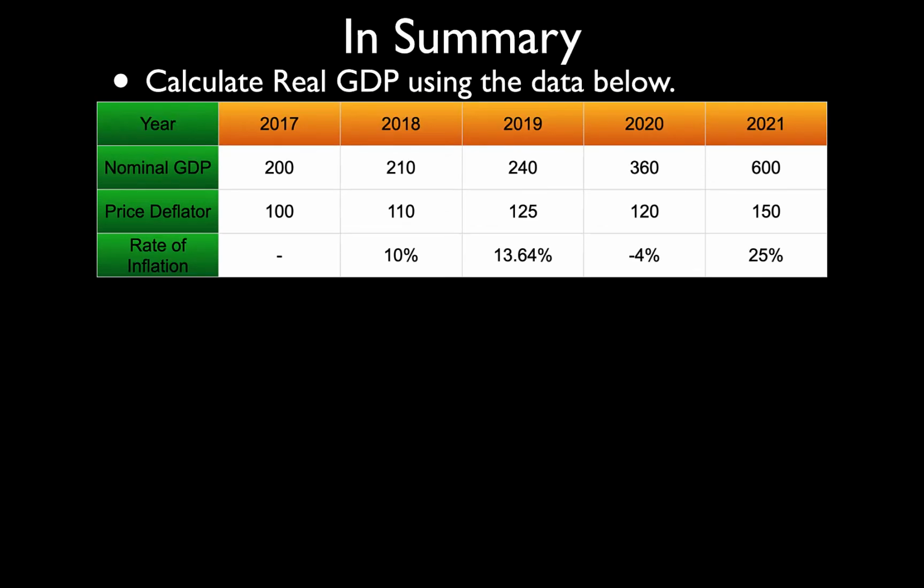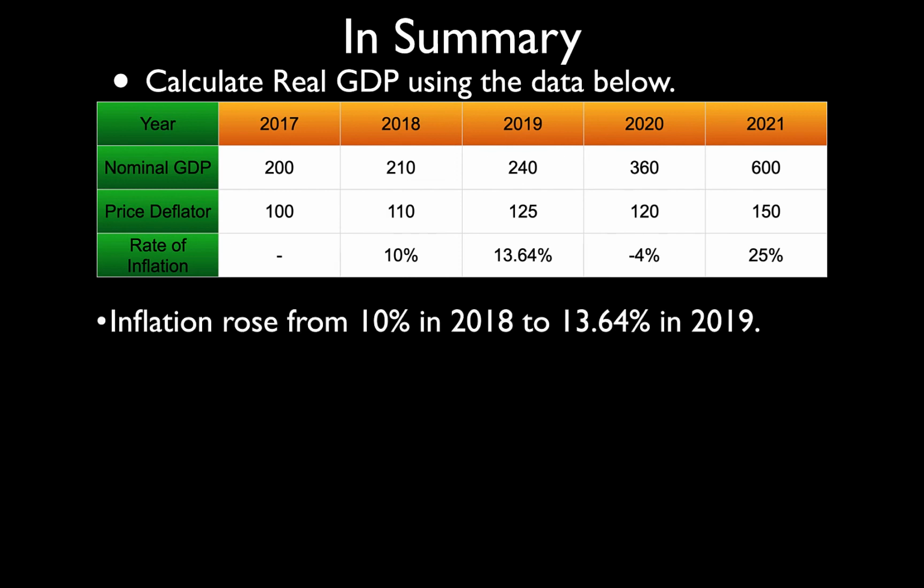Now, what I'm going to do now is just put up this table here. And again, I know I'm comparing between 2017 and 2018, but if we say that it's the 31st of December 2017 to the 31st of December 2018, we can say that there was a 10% inflation rate. And then same is true for 2019, 2020, and 2021. So let's give it a bit of an analysis, a bit of an evaluation. Inflation rose from 10% in 2018, which is here, to 13.64% in 2019.